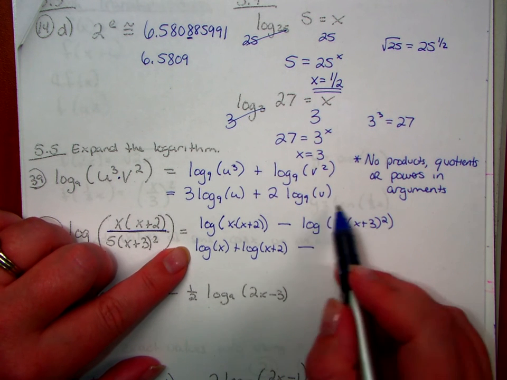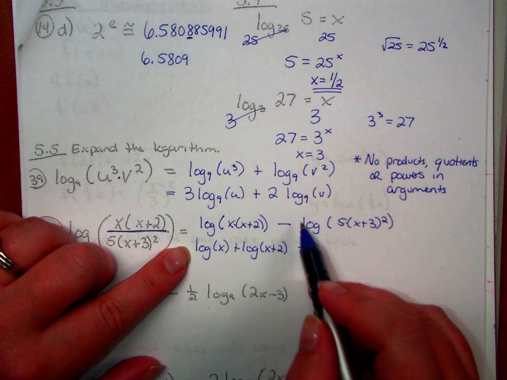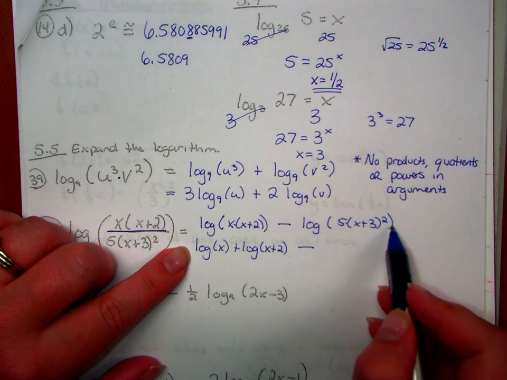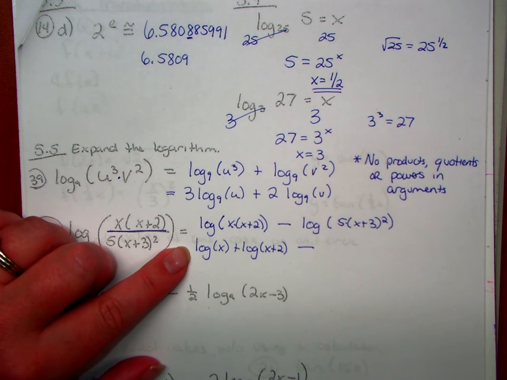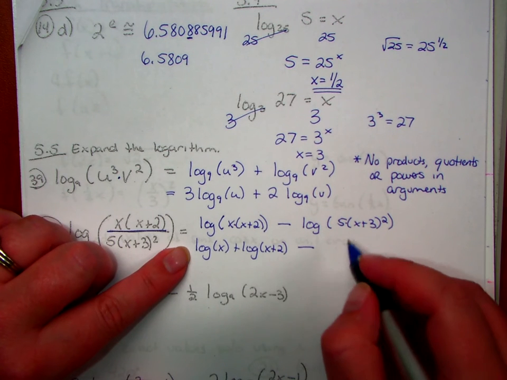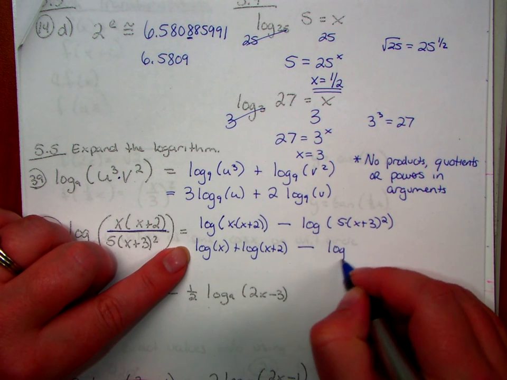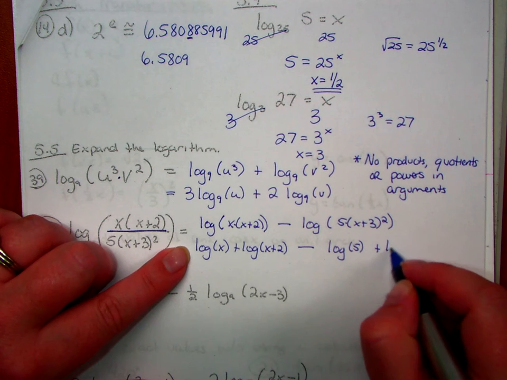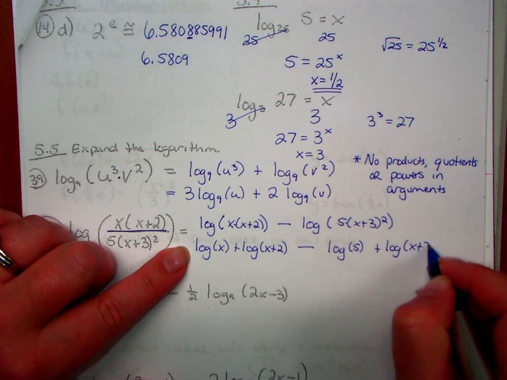If you brought the 2 out in front and then split it up, it's like you're saying the 5 needs to be squared and the x plus 3 needs to be squared. And that would be incorrect, all right? So we need to do log of 5 plus log of x plus 3 squared.